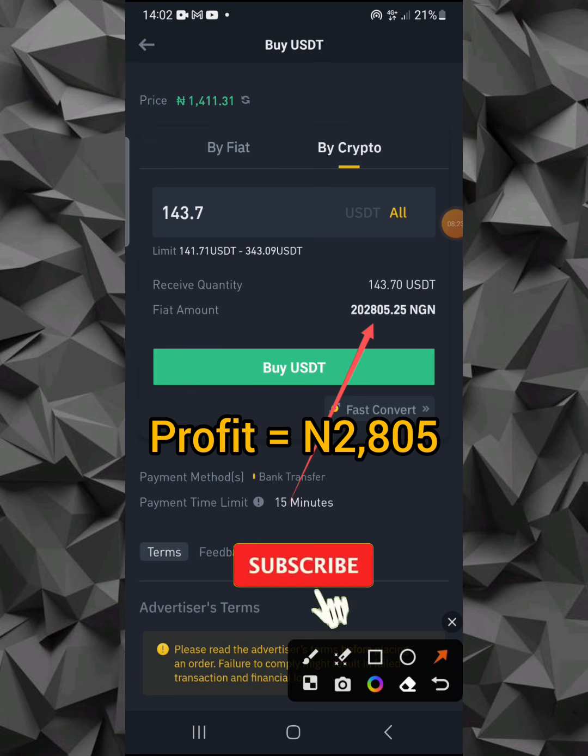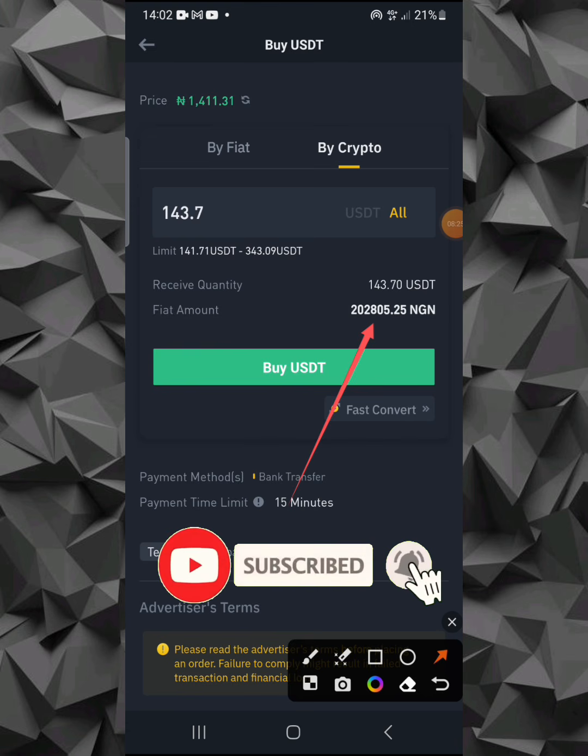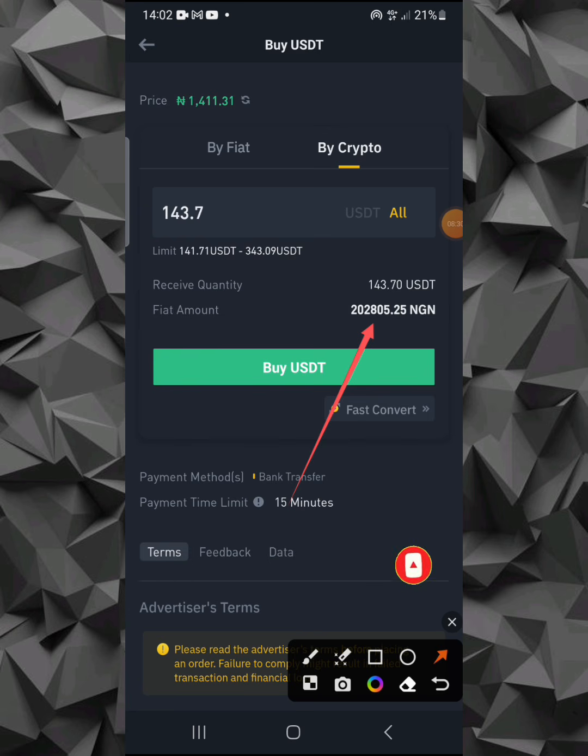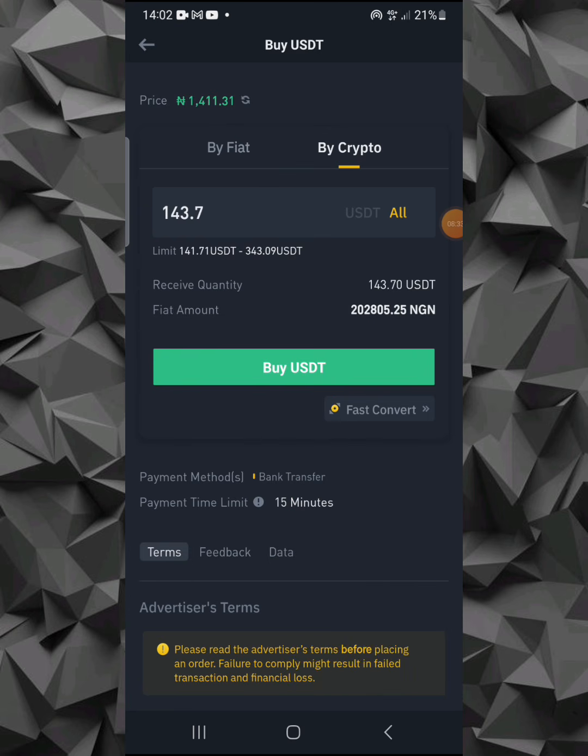This is what a lot of people are doing to make a lot of profit right here on the Binance P2P, and it's also part of the reasons why you see the naira rate is increasing every day.